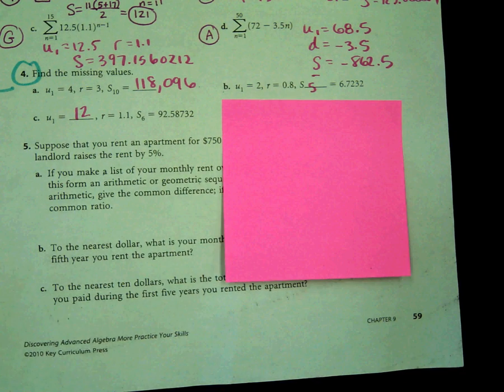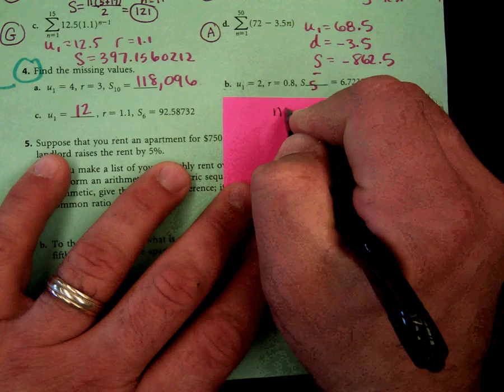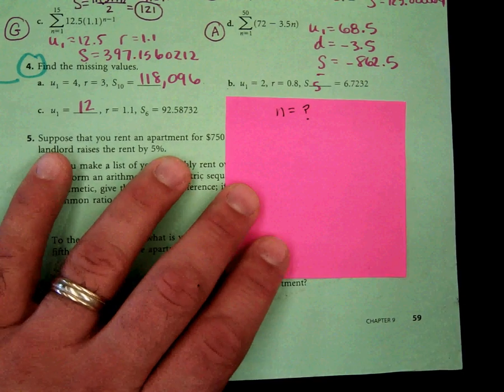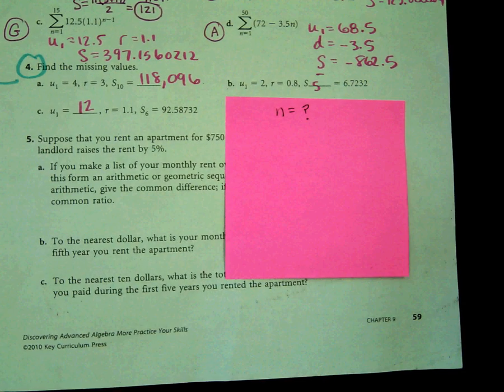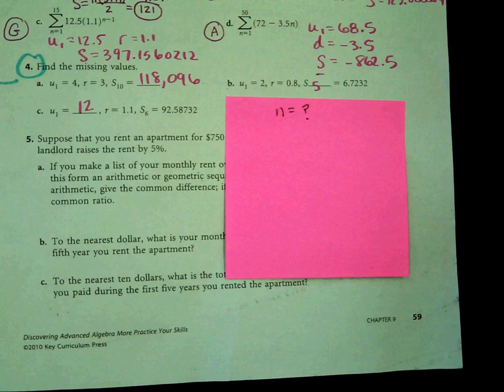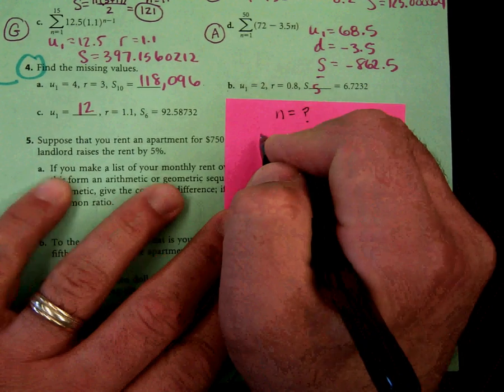In terms of what they're asking for, the missing thing is n. What's n and how do we find it? So we're going to use the formula for a finite geometric series. And that goes like this.